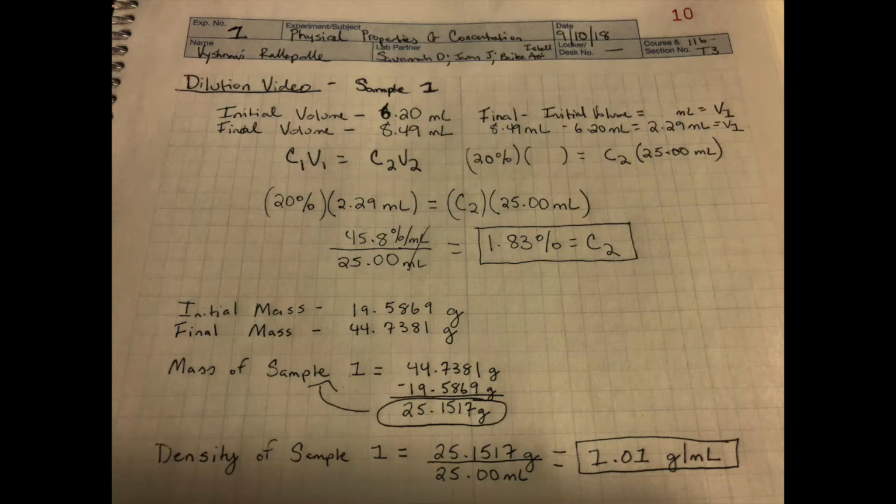The notebook shows the data for the dilution we performed in this video. This was our first dilution we performed, and we labeled it as sample 1. The notebook shows how we obtained the mass and volume for the solution. We manipulated the dilution equation to get the C2 value, which is the concentration for our dilution of sample 1. We also divided the mass by the volume to find the density for this sample.